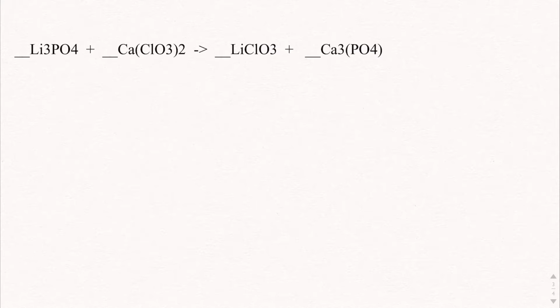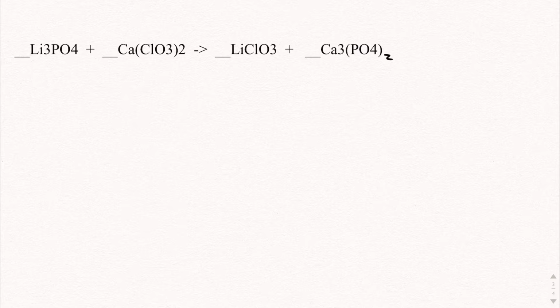Now for our final equation. This one might seem a little complicated, but I promise you it is as simple as any of the other ones. So first, again, we're going to examine what kind of compounds and elements we have. We see we have 2 ClO3s on the left side, and we have only 1 on the right side. But we also see that we have 3 Lis on the left side and only 1 on the right side.